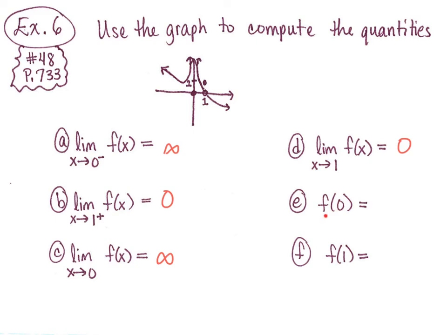Okay. What is f of 0? 0, because that's where your closed circle is. So if you're at 0, you substitute 0 in, and you get 0.